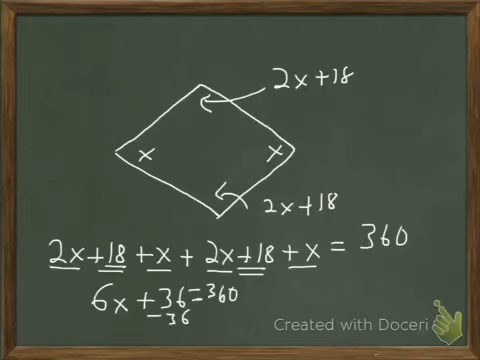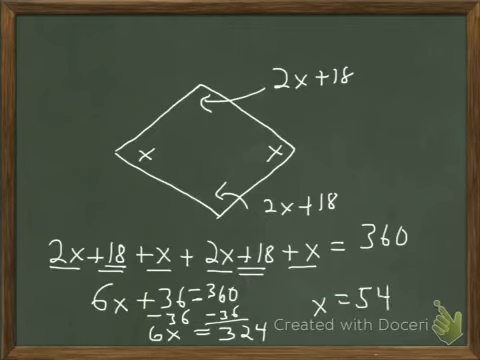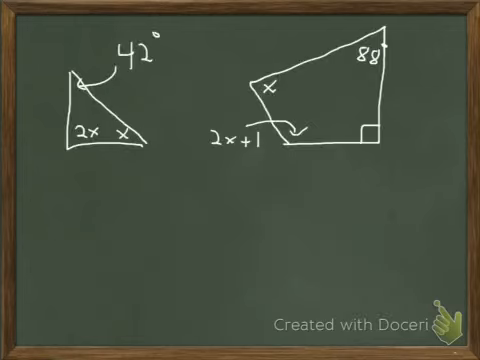Subtract the 36. 360 minus 36 is 324. That's now equal to just 6x. Your final step would be to divide by the 6, and x equals 54. Once again, you can pause it if you need to.